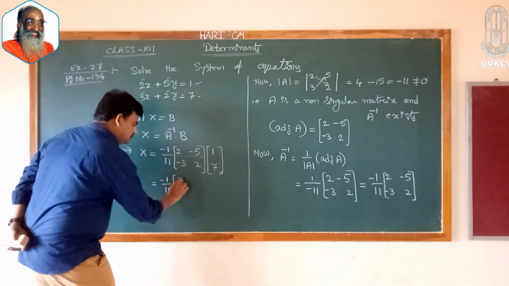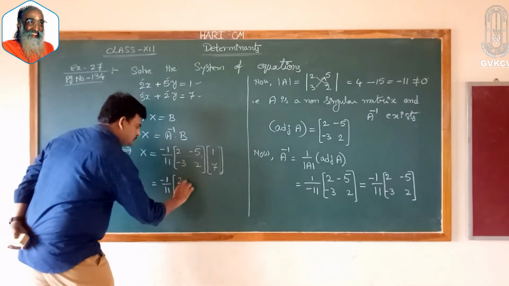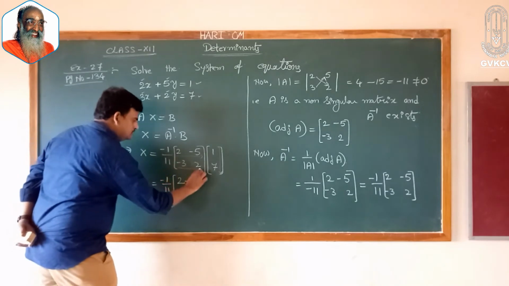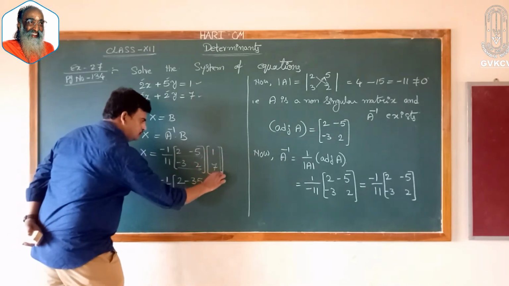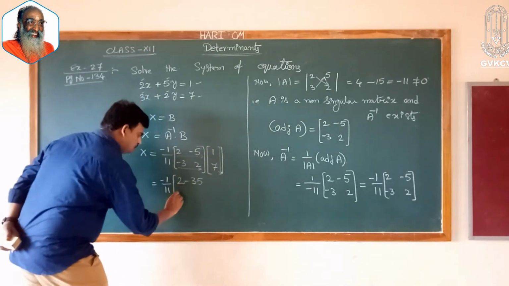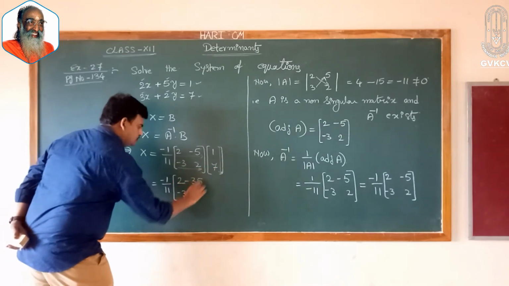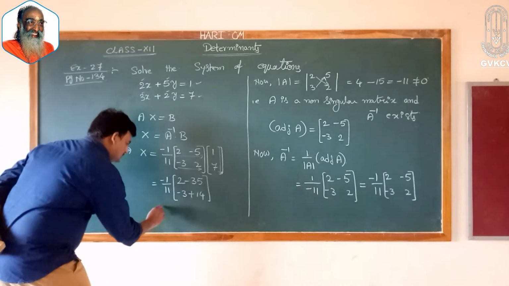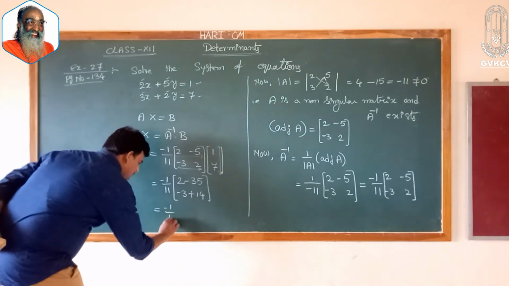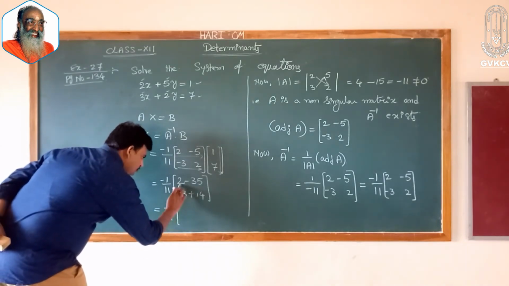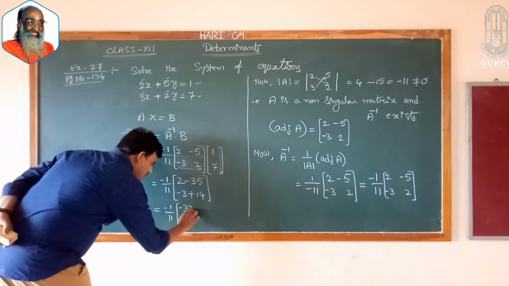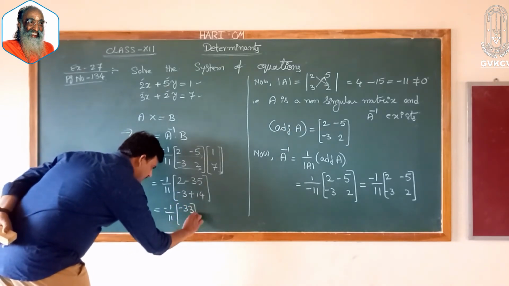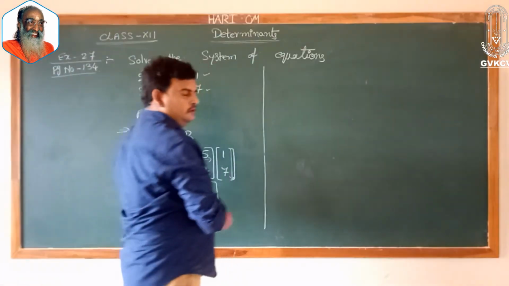2 ones are 2, -5 into 7 is -35. Now second row into column 1: -3 into 1 is -3, 2 sevens are 14. That gives us -1 by 11 into 2 -35 is -33, 14 -3 is 11.